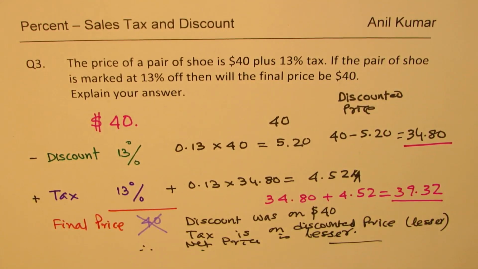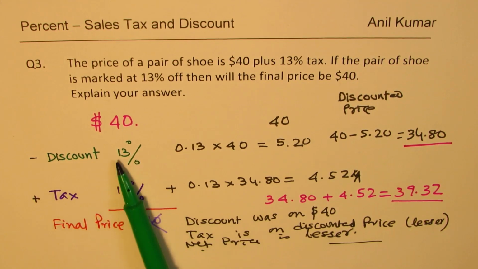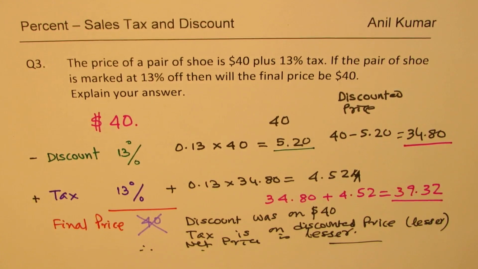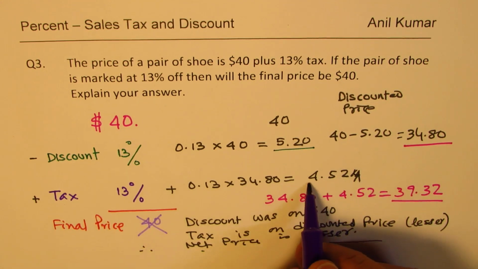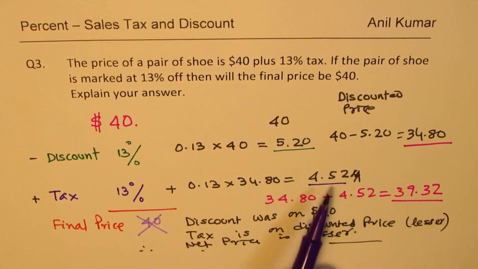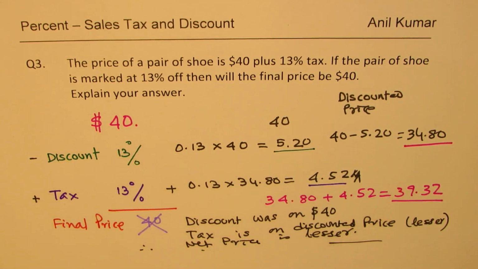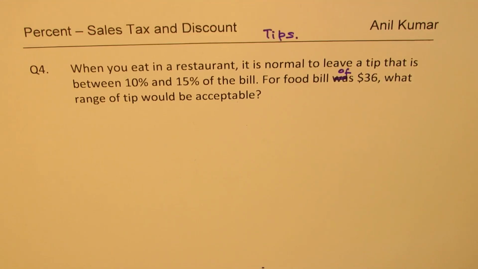Is that clear? So we found 13% of 40, which was $5.20. However, the tax on the reduced price was only $4.52. So this difference gave us the difference in 40 and 39.32. Is that clear to you? Now this is a very important question which could be asked in so many different ways, especially in multiple choice questions. So keep this in mind. I hope that helps. We'll talk about tips in this particular example.